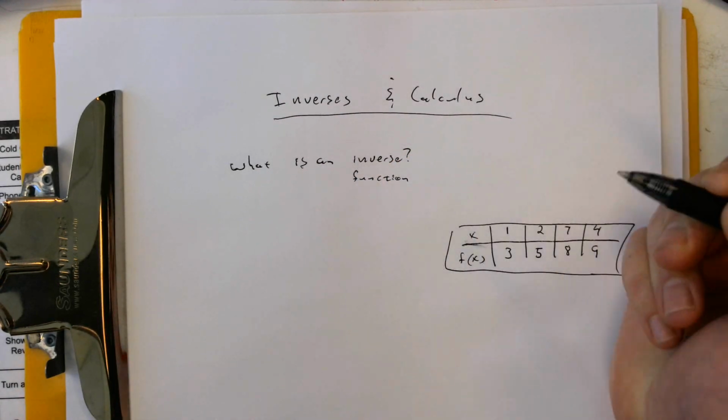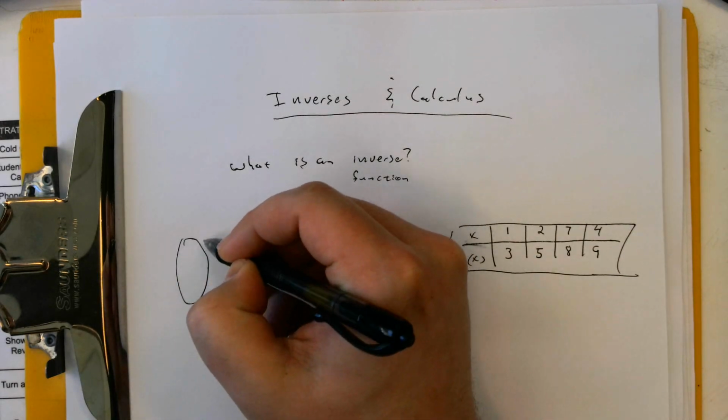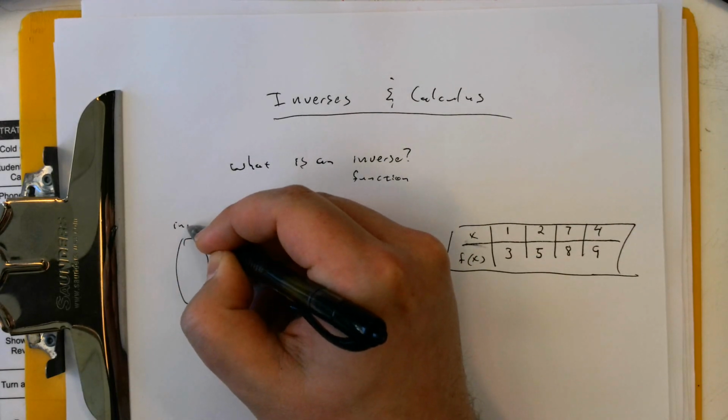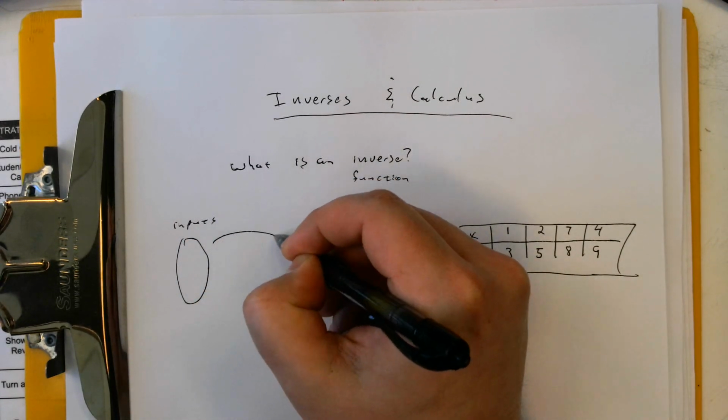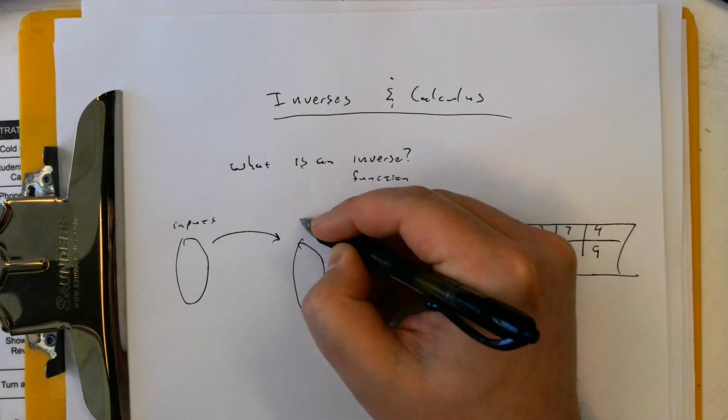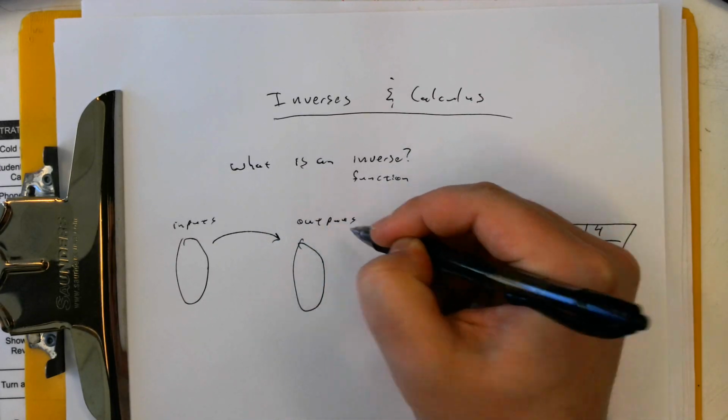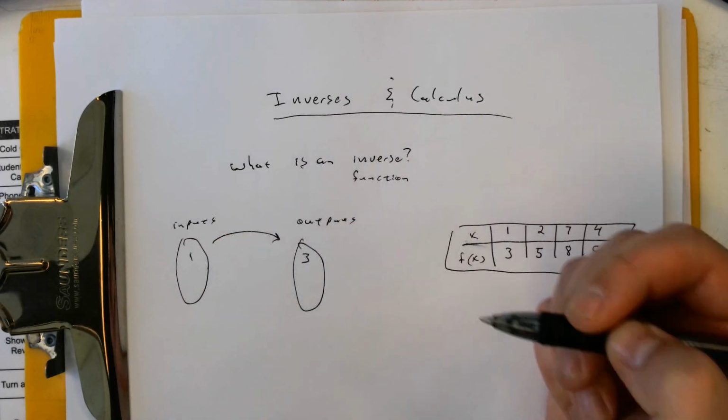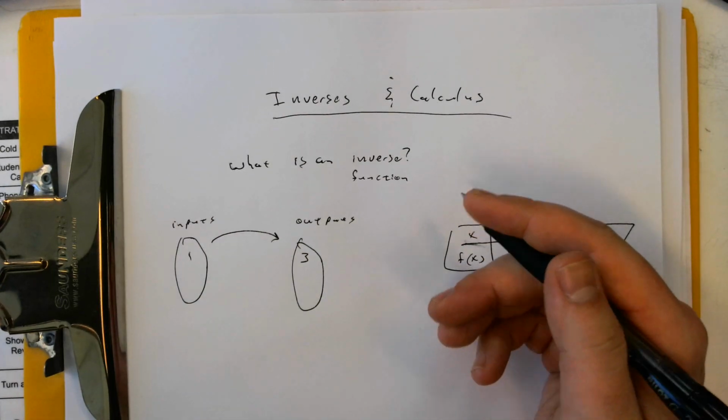Well, we already know that f of x will take inputs to outputs. So if 1 goes in, 3 comes out. Boom. f of 1 equals 3.